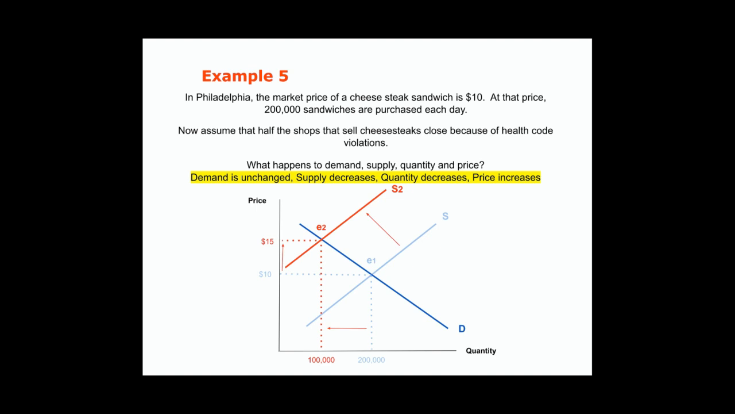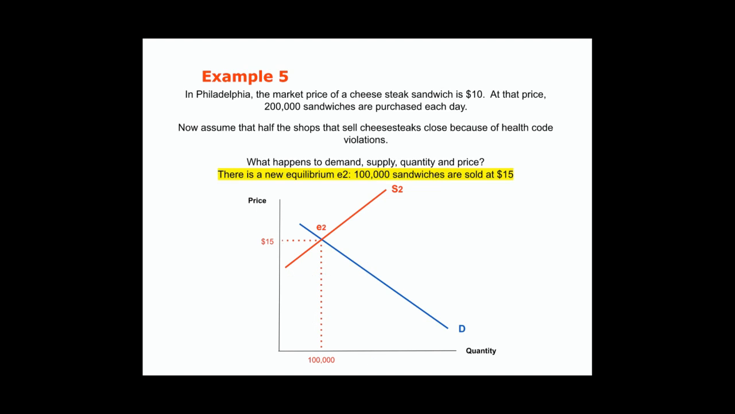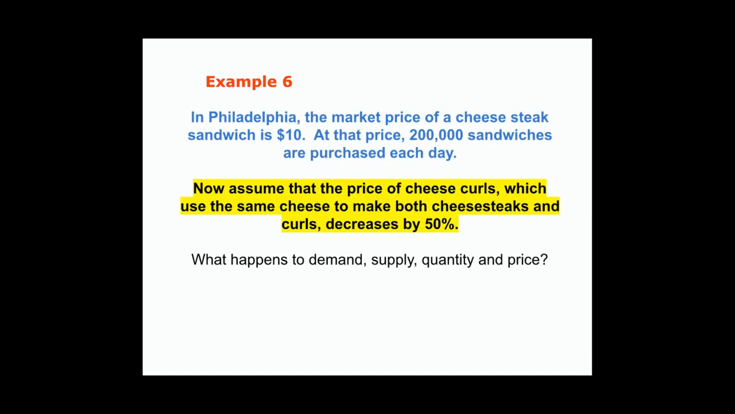And so in this case, when the stores are closed down because of the health code violations, demand isn't changed, supply decreases, quantity decreases, and the prices increase. And we have a new equilibrium E2: less sandwiches, higher price. Here's example 6. Now we say the price of cheese curls, which use the same cheese to make cheesesteaks and cheese curls, decreases by 50%. What happens here?